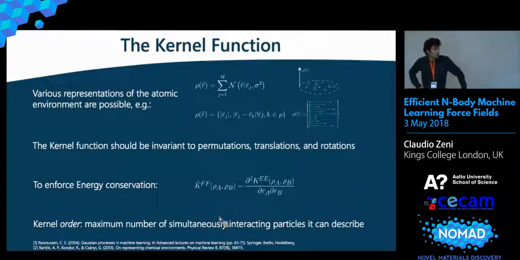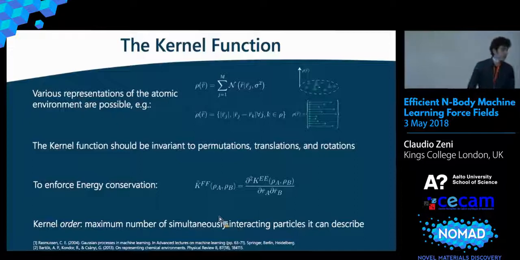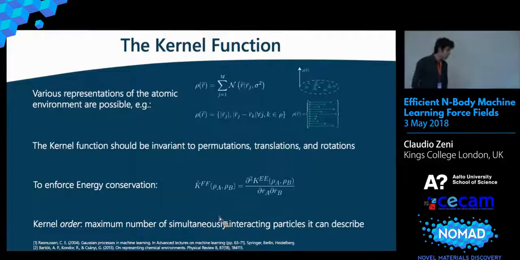Moreover, we want to enforce energy conservation. If we are training on forces, this is fundamental. We do so by using a derivative kernel. So what we do is we first define a kernel on energies and then take the double derivative to obtain an energy conserving kernel on forces, for example.